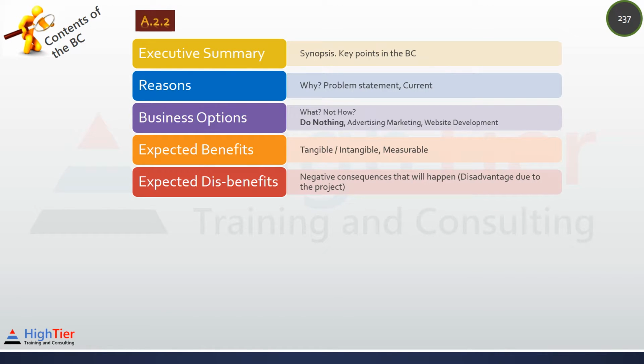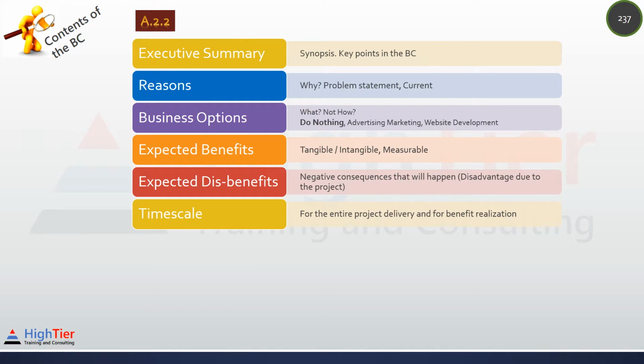Expected disbenefits. Negative consequences that will happen. You cannot completely avoid it, though you should try your best to reduce its impact. For example, if you do office move, there will be definitely drop in productivity during the move. Your aim should be to try to reduce the impact. This disbenefit needs to be valued and incorporated into the investment appraisal.